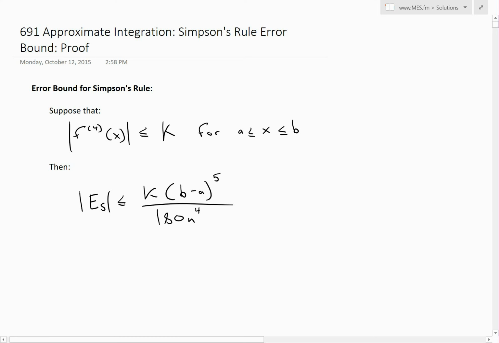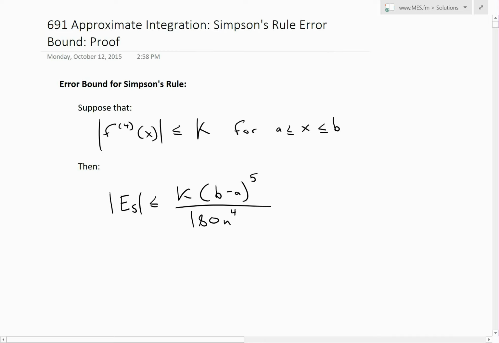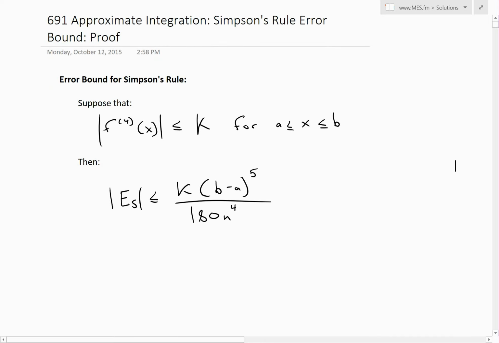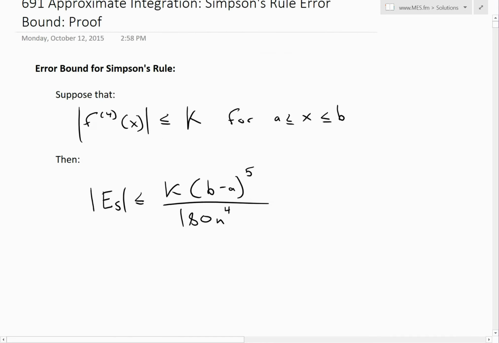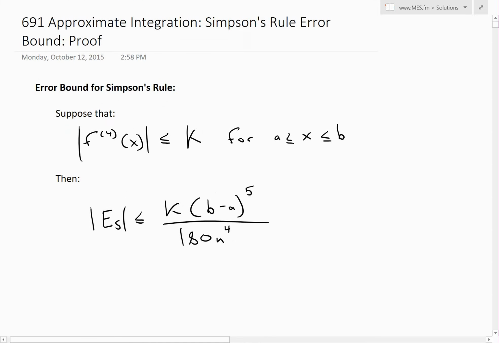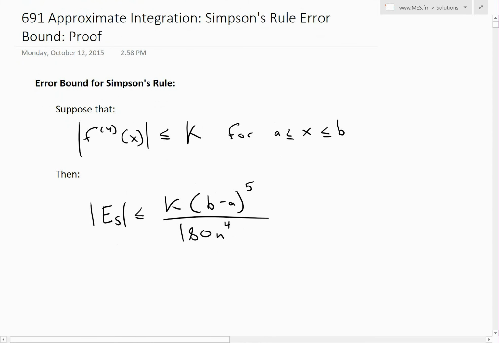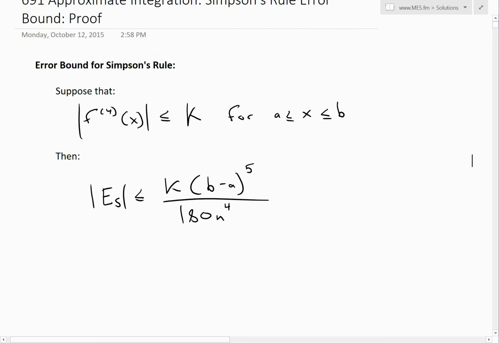Turn to discuss further into approximate integration, and now look at the Simpson's rule error bound and go over a proof for it. This proof is pretty extensive, and it's not shown in pretty much any textbook I've seen, but luckily I found the proof for it.